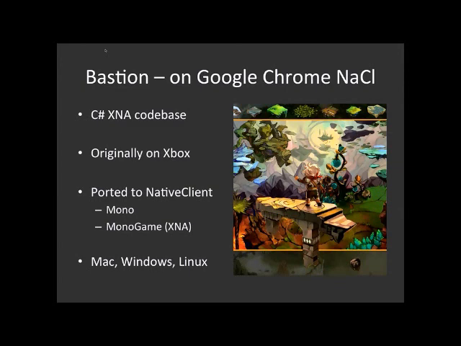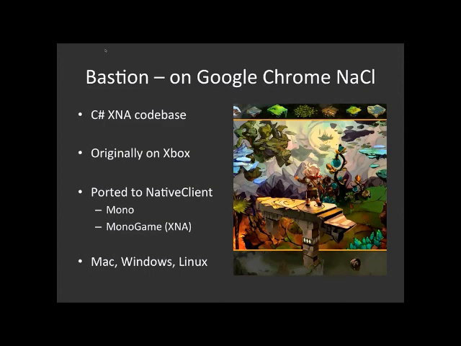And Bastion was one of the test cases that Google showcased recently when they launched Native Client to the public. What is interesting about this port is that they actually had to port Mono. Mono's virtual machine and execution system had to be ported over to Native Client. It had to abide by the rules of the Google Chrome security sandbox. And all of this work was done by Google, and they contributed those changes back to Mono.